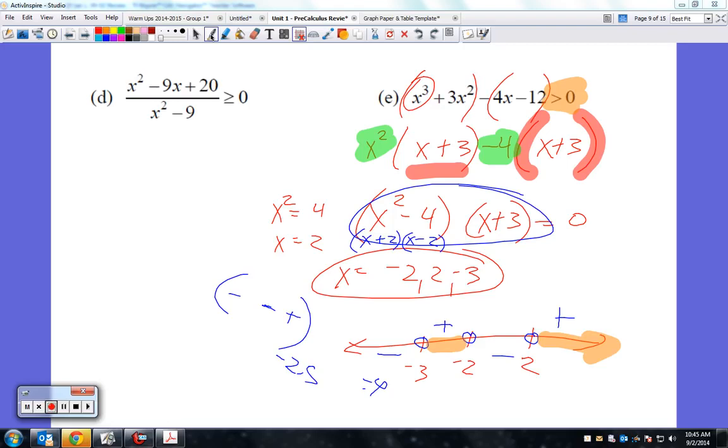Any questions? So my final answer, Destiny, is written how? Negative 3 is less than x, is less than -2. And then x is greater than 2. Perfect.